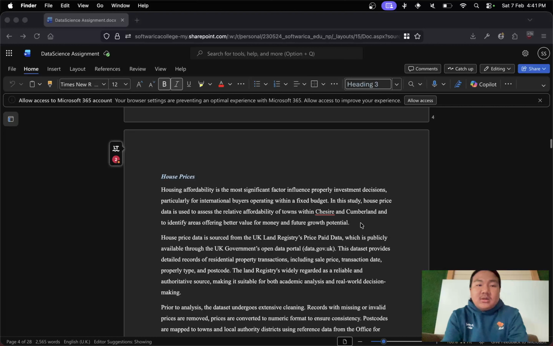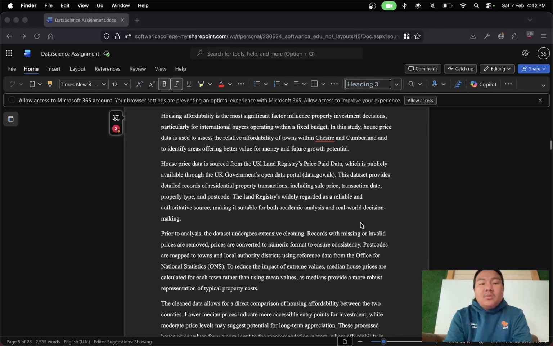House prices. House price data was sourced from the UK Land Registry data provided for the project. To avoid distortion caused by extremely high property values, median house prices were used instead of average. This allowed a fair comparison between towns and helped identify areas that are more affordable while still offering future investment potential.